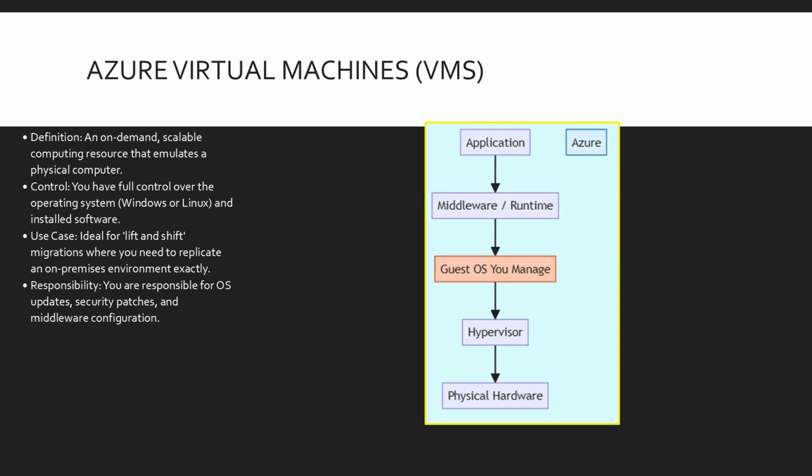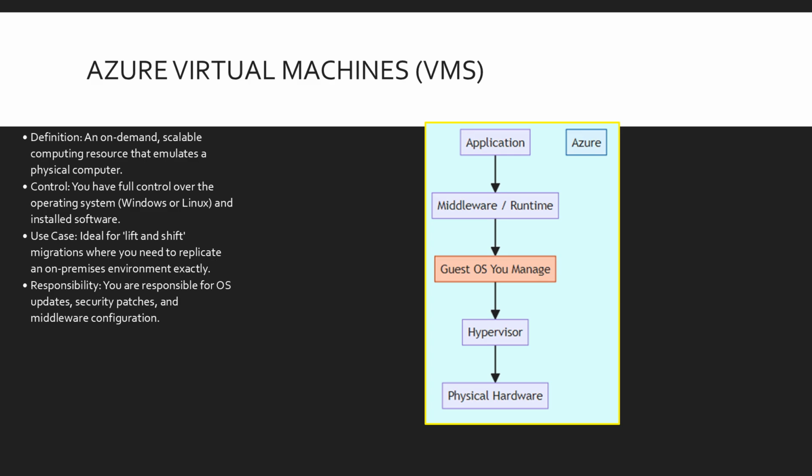Let's start with Azure Virtual Machines. A VM is essentially a software emulation of a physical computer. It gives you total control over the operating system, whether it is Windows or Linux. This makes VMs the ideal choice for lift and shift scenarios where you need to move an application from your local data center to the cloud without rewriting code. Because you have full access to the OS, you can install custom software or specialized configurations that might not be supported by PaaS options. However, this control comes with responsibility. You must manage OS updates, security patches, and the configuration of the middleware yourself.